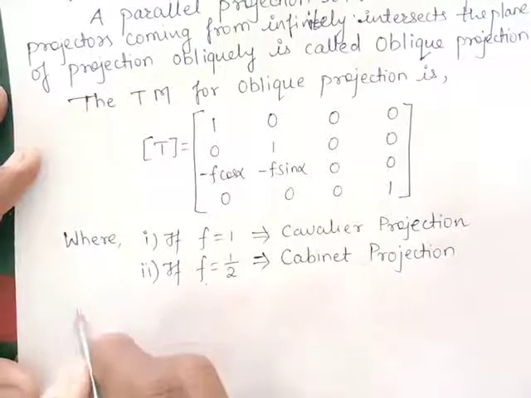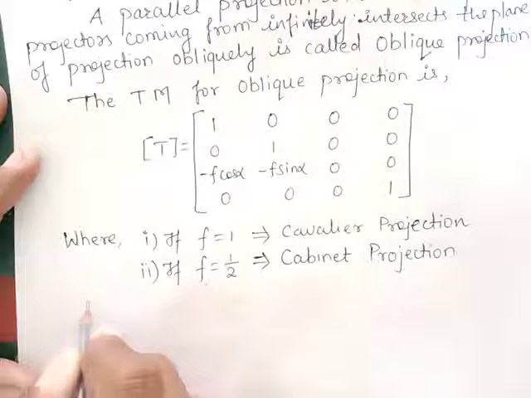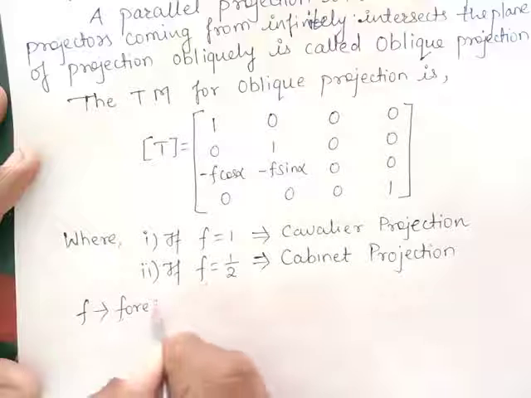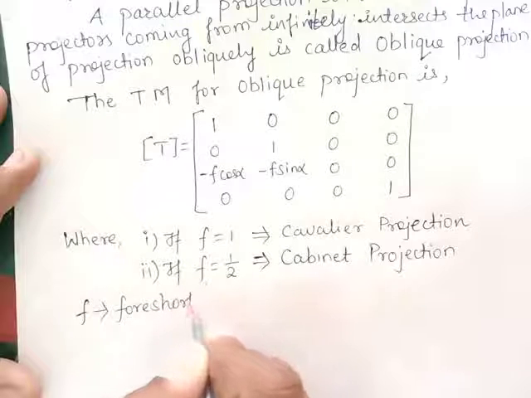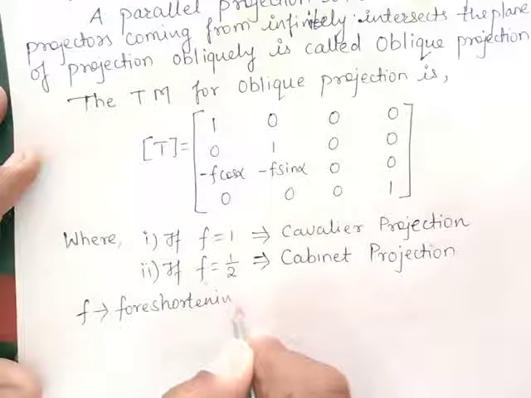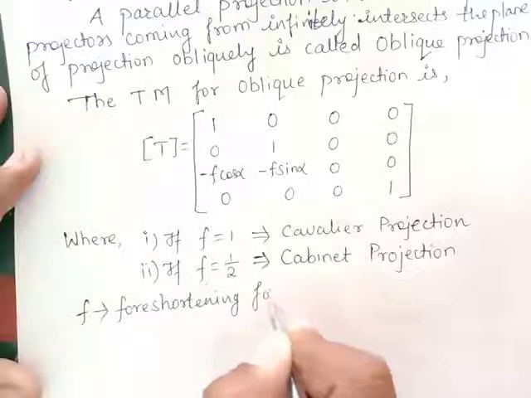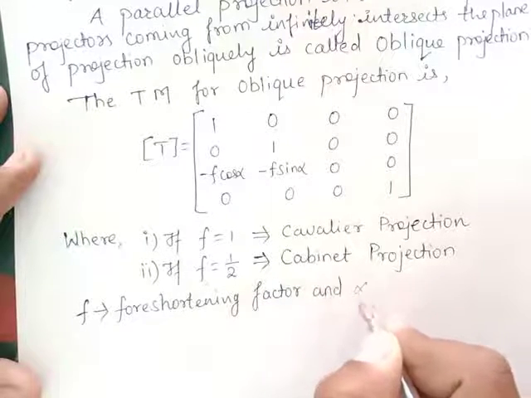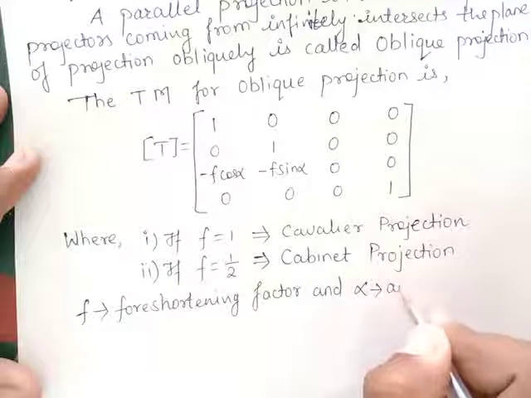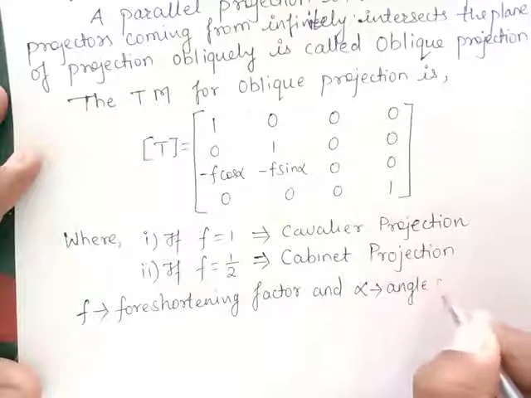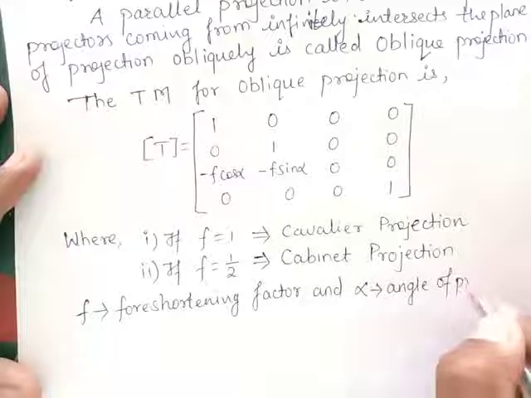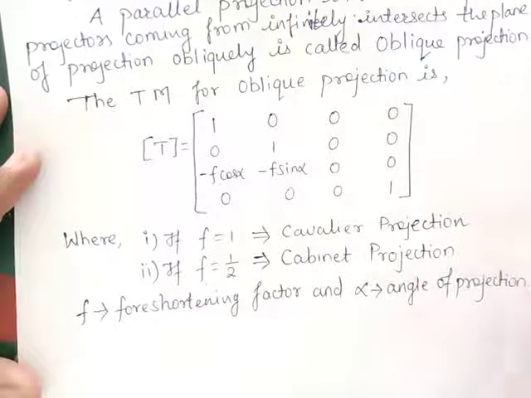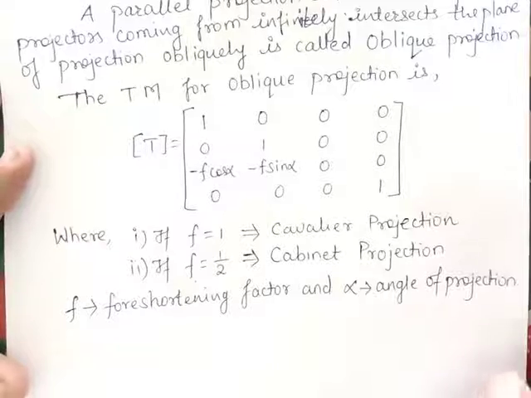Now as I have told, but still we write, what is f? F is the foreshortening factor. And what is alpha? Alpha is the angle of projection. Okay, this is with us.